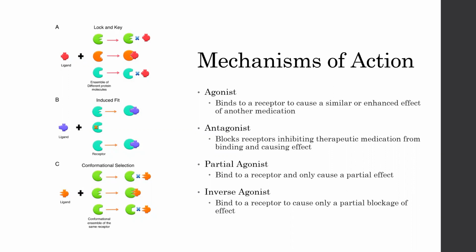In order for a receptor to bind to a medication, it has to have a good fit. As you can see on the left, there's different types of fits that the medication can have with the receptor. The first one is called the lock and key, where the medication has to have the exact same shape as the receptor in order for it to match and bind. An induced fit is where the medication can actually change the shape so that it can bind to the receptor. And then conformational selection, the receptor will actually change shape to bind to the medication.